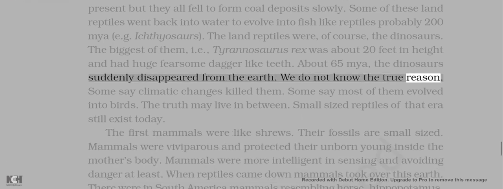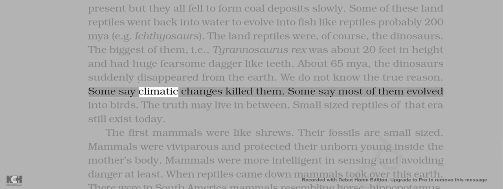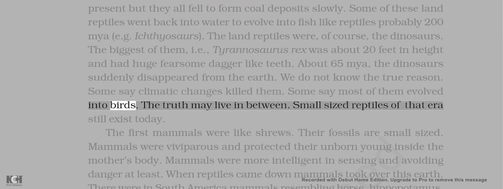We do not know the true reason. Some say climatic changes killed them. Some say most of them evolved into birds. The truth may lie in between.